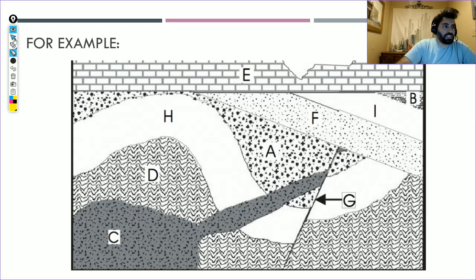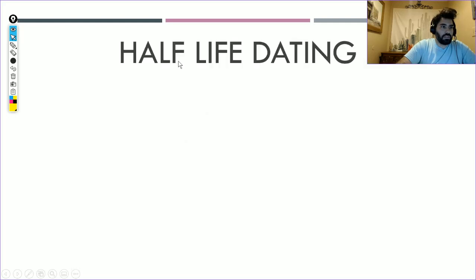All right, moving on. So that's stratigraphy. I guess you don't need my picture anymore, so I'm going to get rid of that.